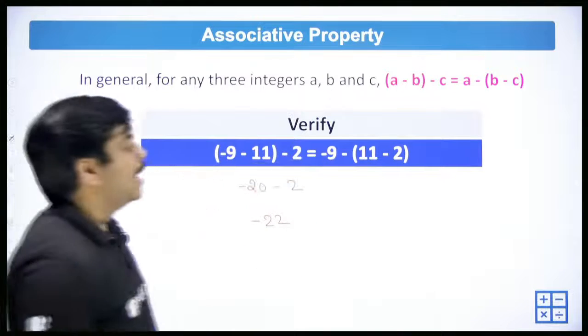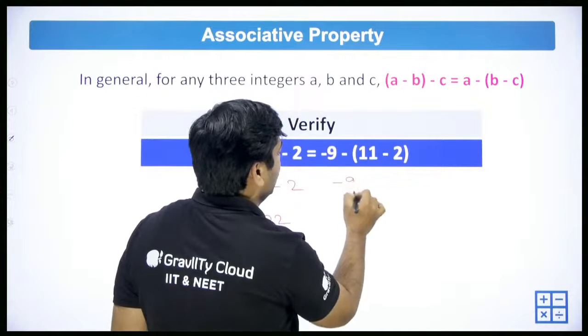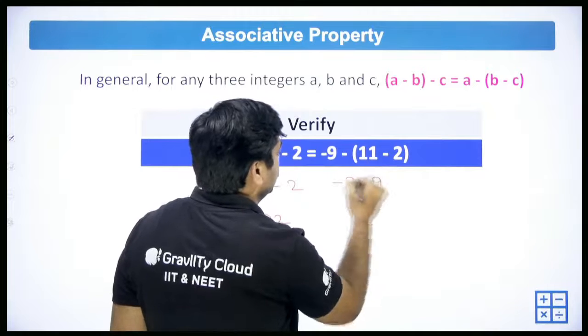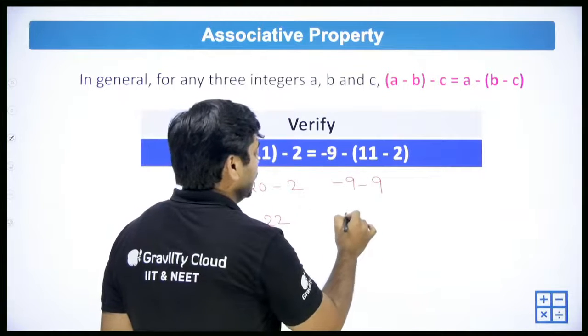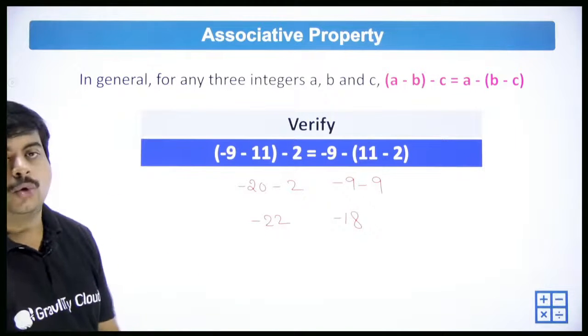What about this one? 11 minus 2. 11 minus 2 is 9. Okay. Minus 9 minus 9 becomes minus 18. So now tell me, are these two equal? No.